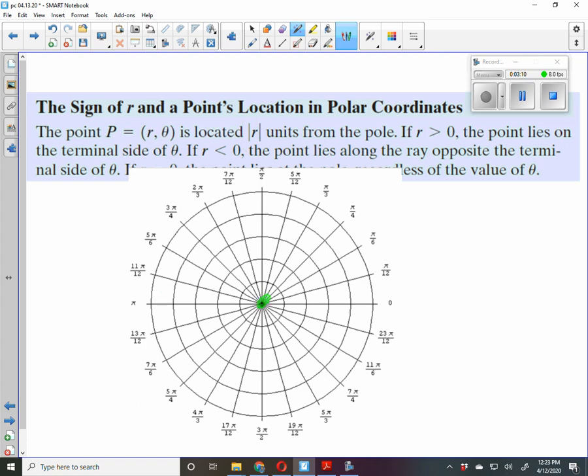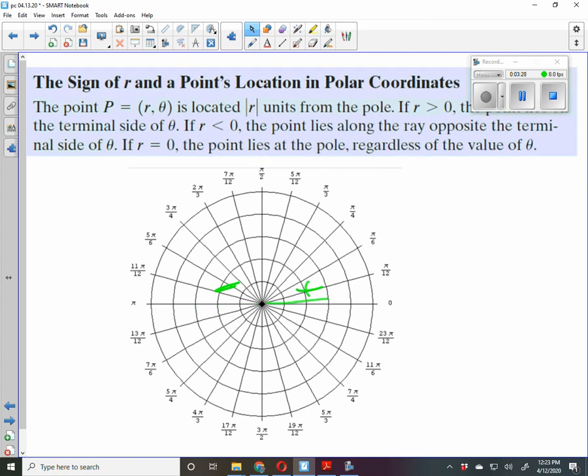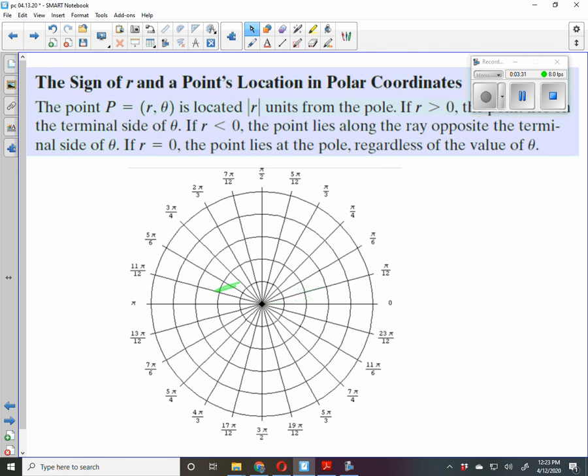If r is less than 0, the point lies on the ray opposite the terminal side. In other words, we're going to the negative. You got a negative radius. Positive radius, negative radius. If r is equal to 0, the point lies on the pole. That's again right there. It has no radius, has no length, so it's just a point, regardless of the value of theta. And again, you're looking at another polar graph in radians.